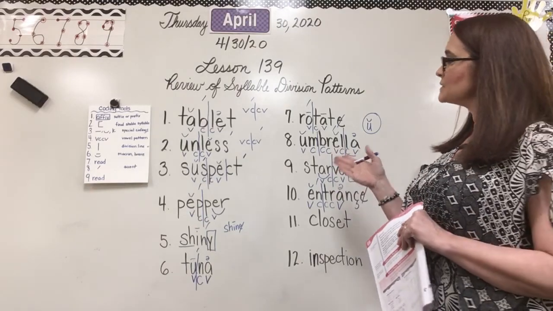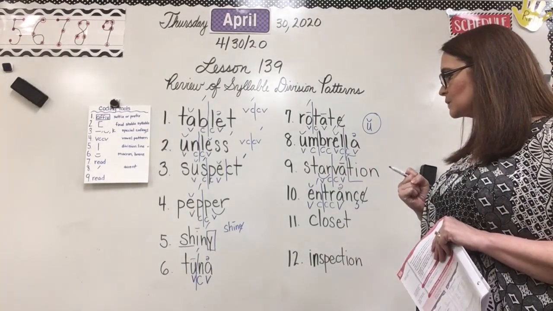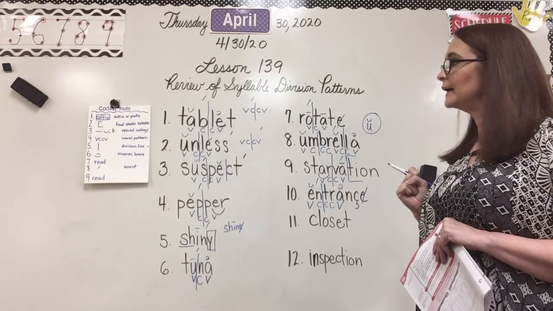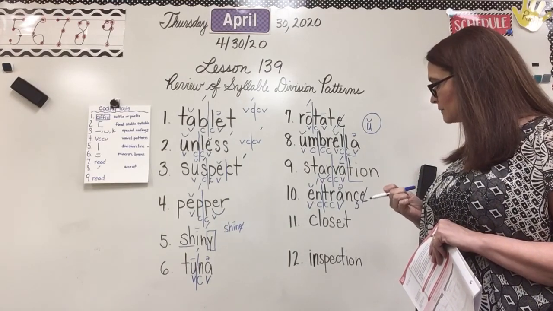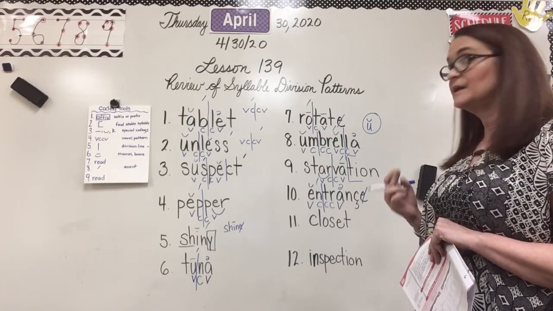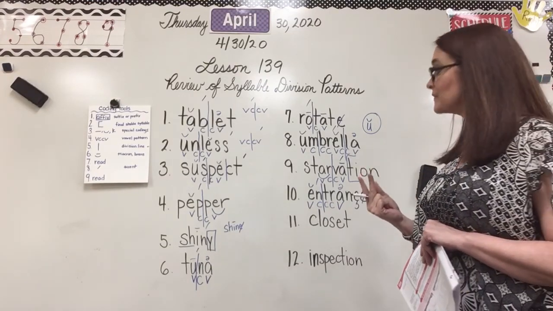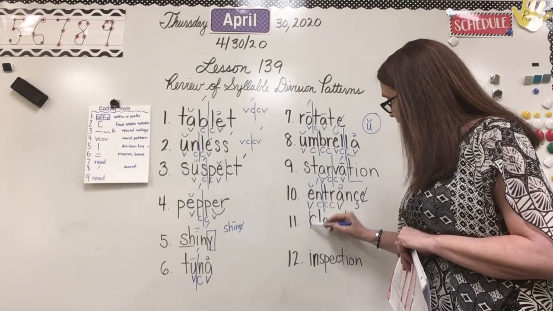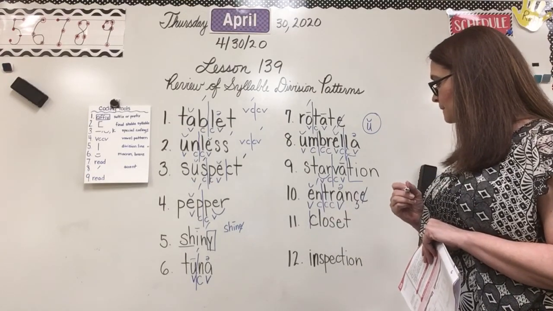All right, Sam, do we have a suffix or prefix in this word? No, we don't, right? What about a final stable syllable? No. Any special codings? There's 2, Sam. What are they? Yes, we have a K back on that C.